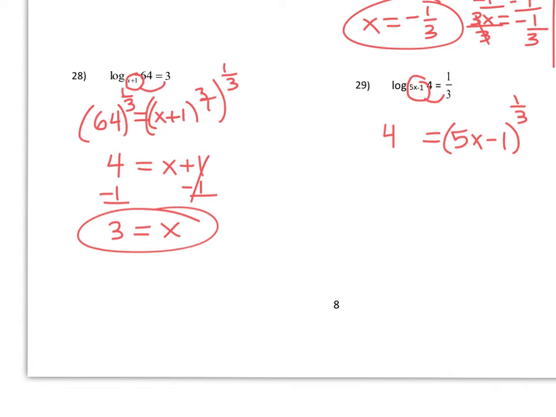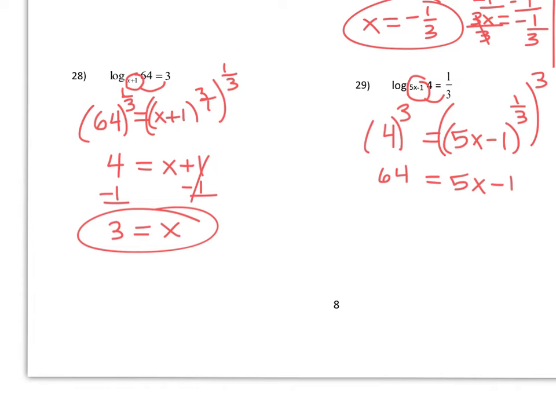All right, so what we need to do is get rid of this exponent because it's on the parentheses that contains the x. So to get rid of this exponent, we can raise both sides of the equation to the reciprocal power. The reciprocal of 1 over 3 would be 3 over 1, which I'm just going to write as 3. So we know these cancel, so I can bring down the 5x minus 1. And then 4 to the third, right? 4 times 4 times 4. 4 times 4 is 16, times another 4 is 64.